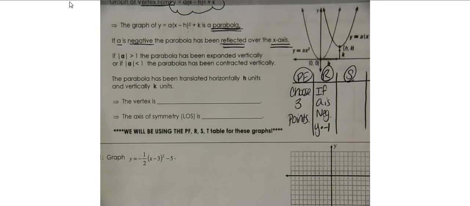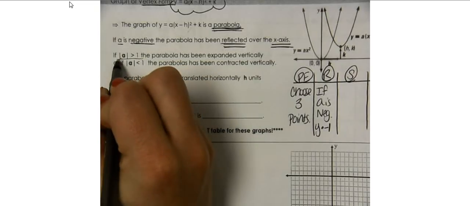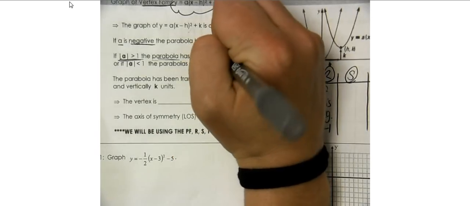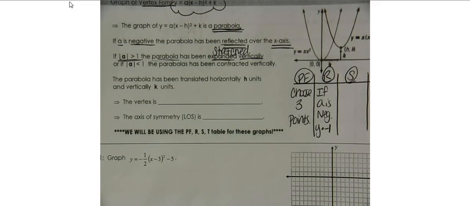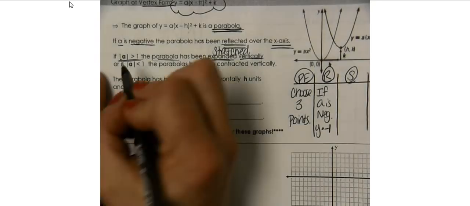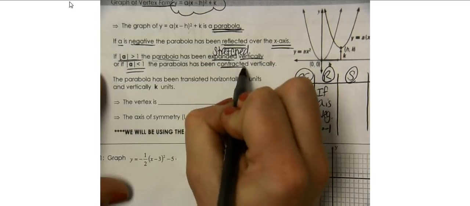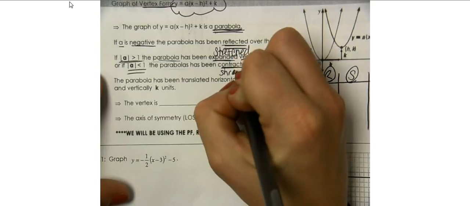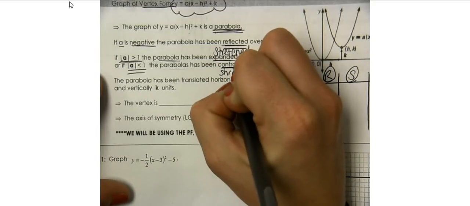S represents stretch or shrink, and that's what the next little sentence is talking about. It says if the absolute value of a is greater than 1, then that means the parabola has been expanded vertically. We also call that stretched vertically, indicating that we have a skinny graph or a narrower graph. Or if the absolute value of a is less than 1, then the parabola has been contracted vertically, or shrunk vertically. So this is called vertical shrink.